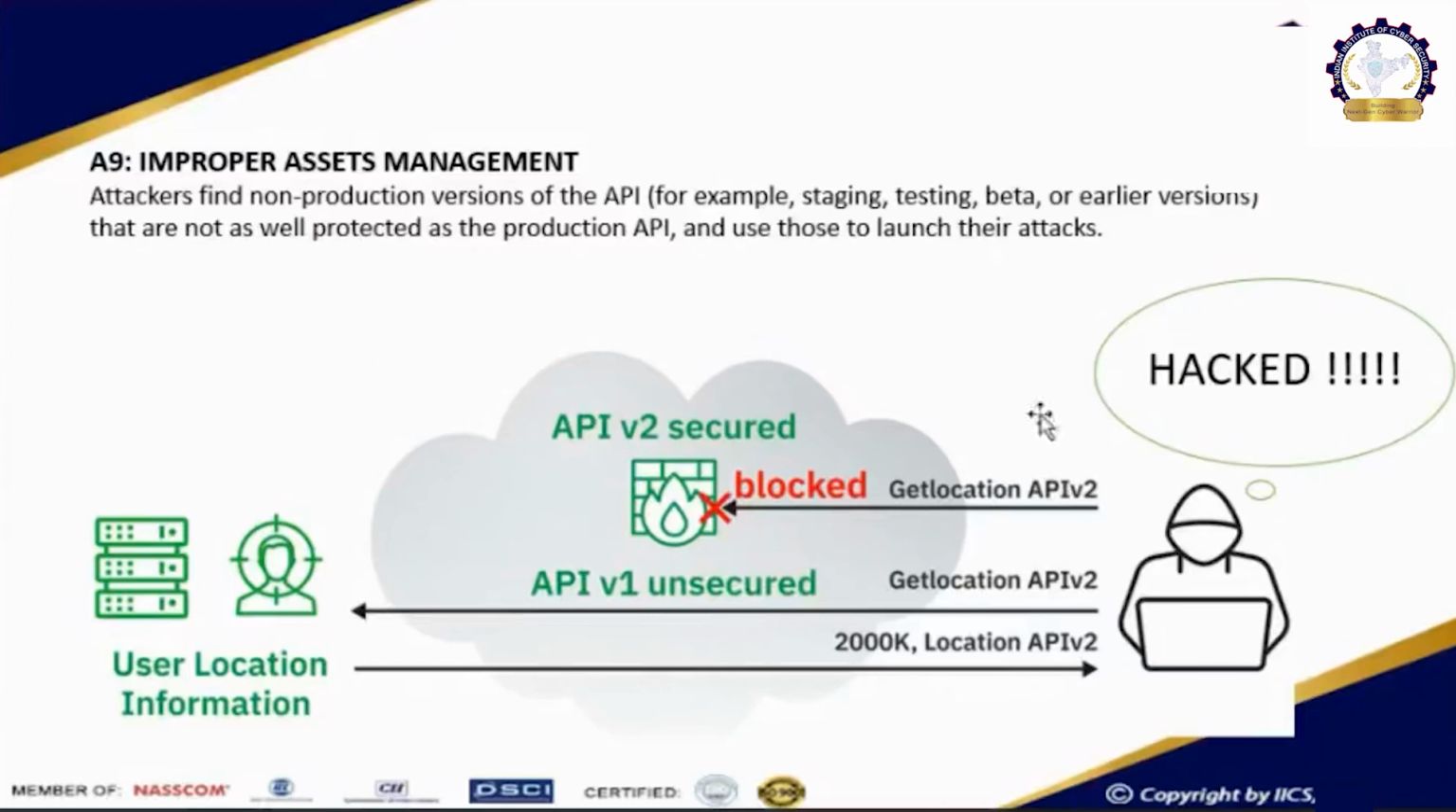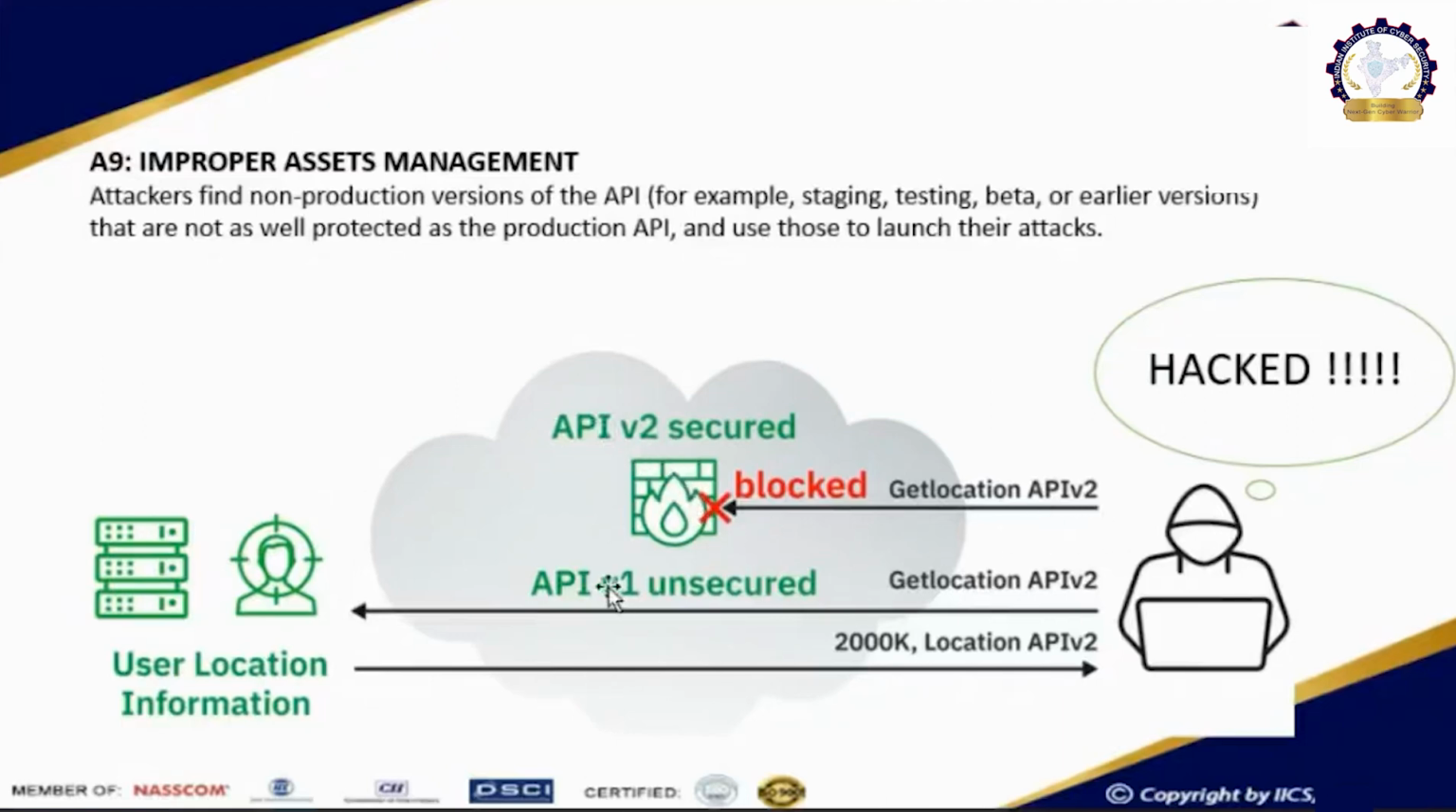What the image is trying to say here is that this hacker is looking at API v2, version 2, which is secured. We know that we cannot hack API v2, which is secured because the firewall is placed here.